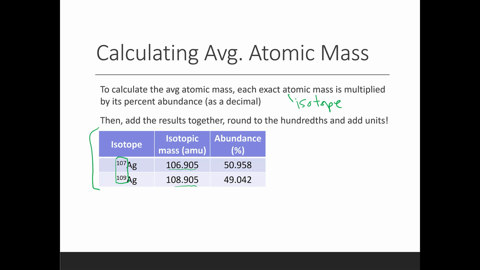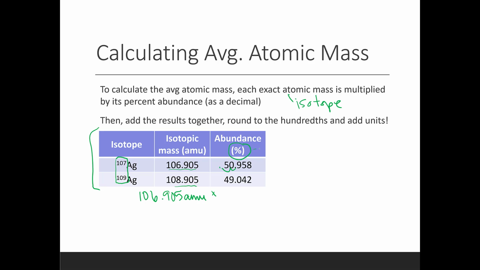So if we go through how to do this problem, all we do is we take this isotopic mass, 106.905 AMU, and we are going to multiply it by its abundance. But we can't just multiply it by this percent. Remember from math, anytime that we deal with percents, we have to turn them into decimals. So to turn this number into a decimal, you move the decimal two places to the left, or you divide by 100.